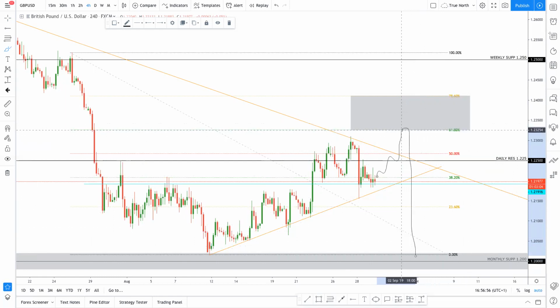Now, the reason that I think it's going to drop back down is because if we just look here, this is in early September. I'm expecting that around the time that Parliament actually shuts down, we're going to see a lot of uncertainty towards Brexit. And I think the chances of a no deal are going to increase. So not only will we have potential technical reasons on our side, we'll also have strong fundamental reasoning for price to move back to the downside.